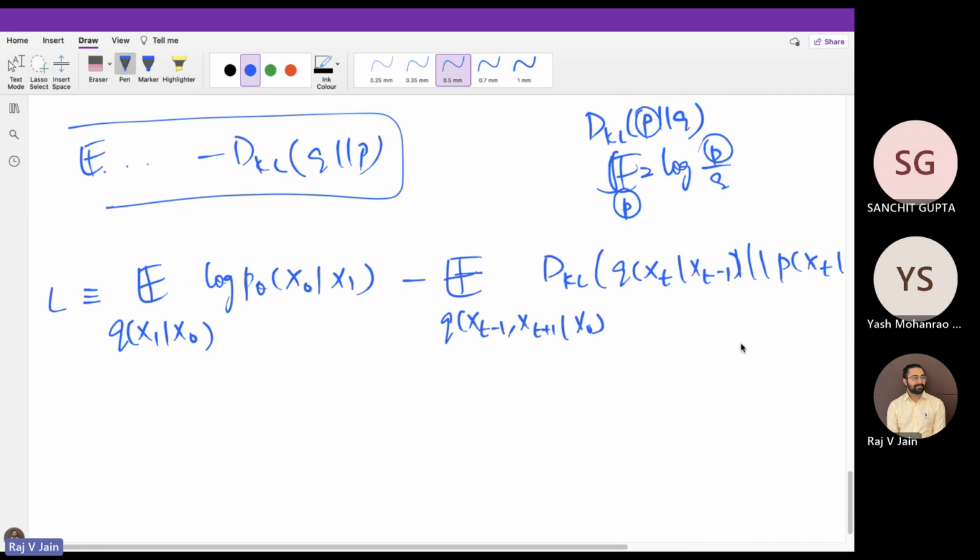Let's say this is what the elbow is, and we'll see another formulation. But for this particular scenario, how will we operationalize it? How would you go about implementing it? Expectations are there. We know what to do with expectations. So how would you then bring it down to a place where I have samples from X naught? How do I do that?